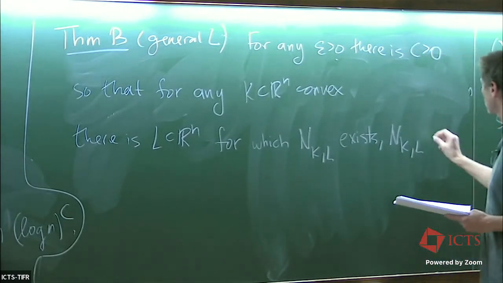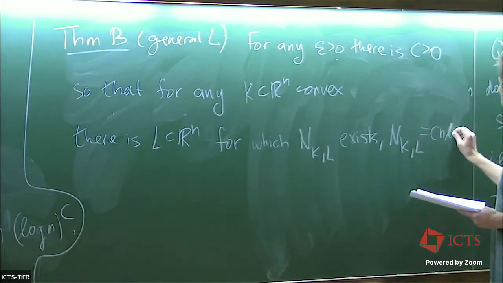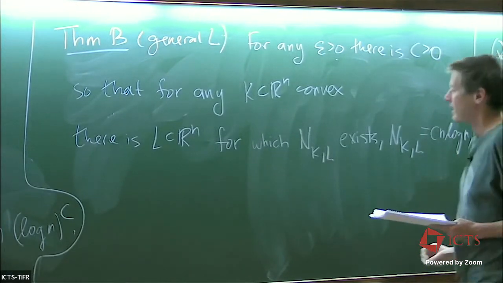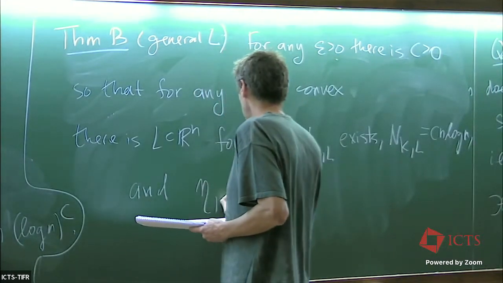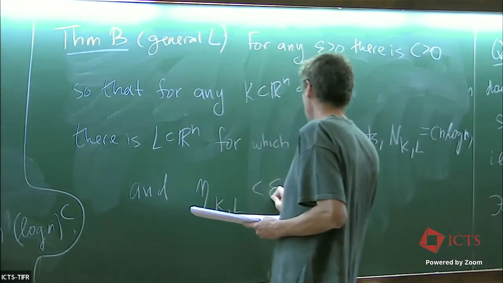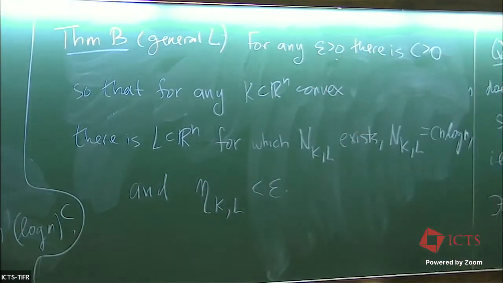It's equal to C times n log n, and this eta function is less than epsilon. So in other words, you should think of this number NKL as secretly measuring the volume of K if L is assumed to be of density 1, whatever density 1 means, which I didn't define. So that's what happens in the case of lattices, and that's what you should think of in general.